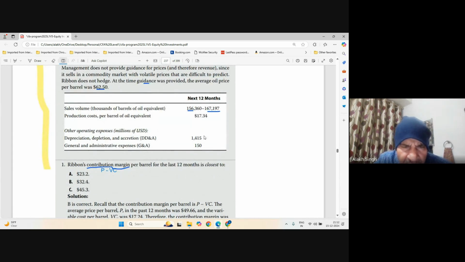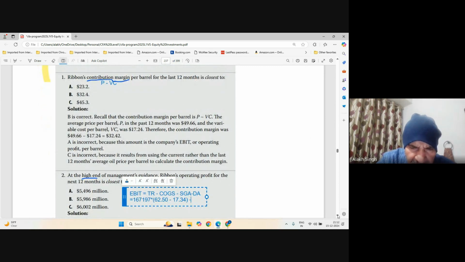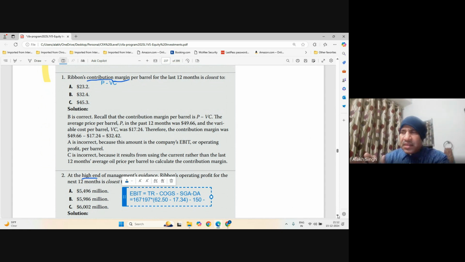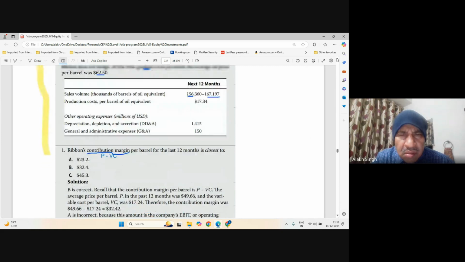And minus, is there any depreciation? Okay, so here it is 1450 and SGA is 150. So we will deduct these also. Sir, what is the full form of SGA? Selling and general administration. Whatever money you give to salespeople, they go and sell, and they charge some commission. So that is SGA. Minus depreciation, 1415. So this will be our value.